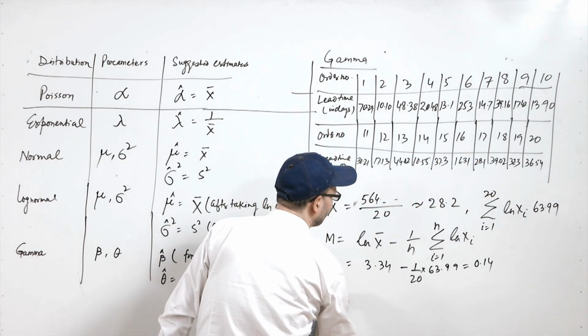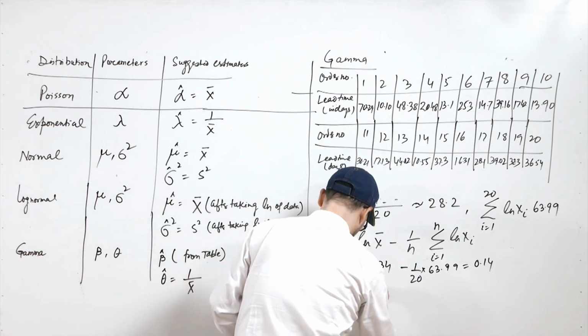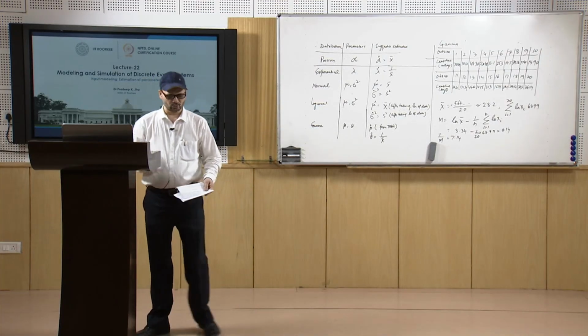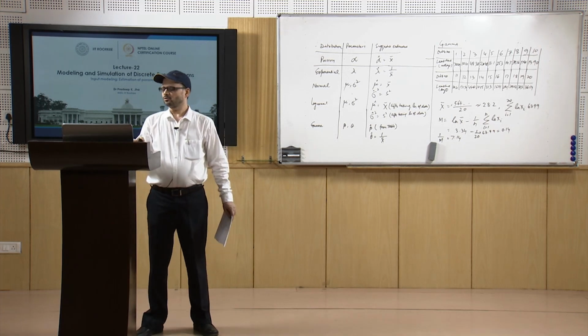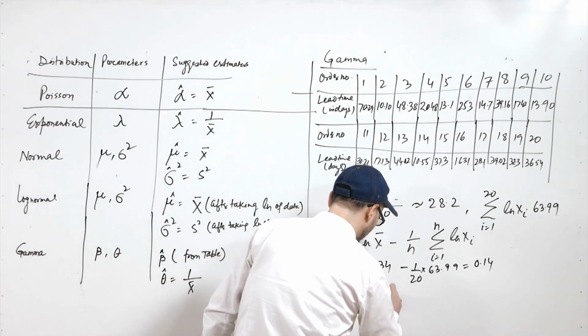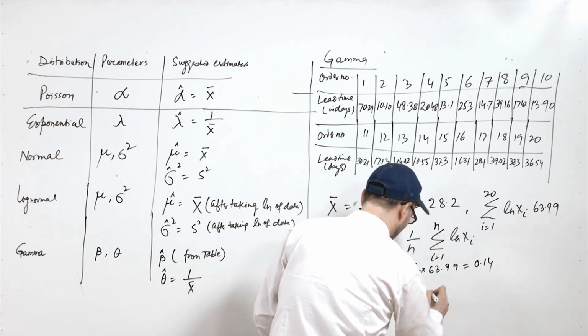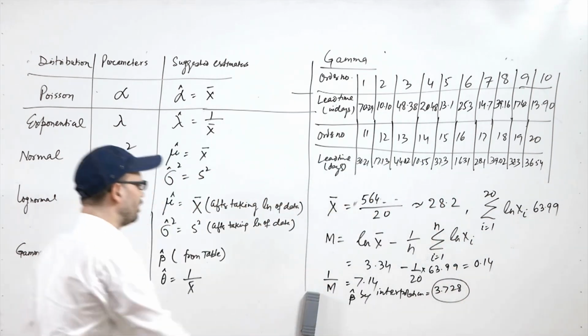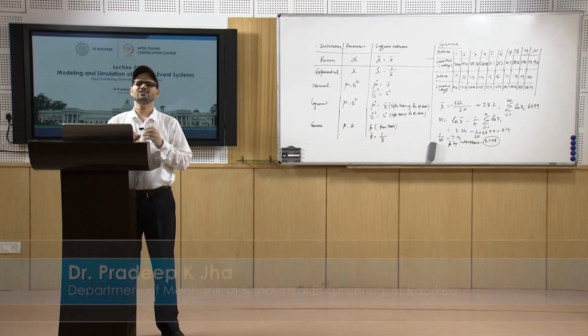So, 1 by m we get as 7.14. Now, 1 by m is 7.14, we can refer to the table, and this table can be referred with the 1 by m value, which is coming out to be 7.14. If you look, in this case it lies in between 3.65 and 3.80. So, from here you can get beta by interpolation, and beta will be coming as 3.728.